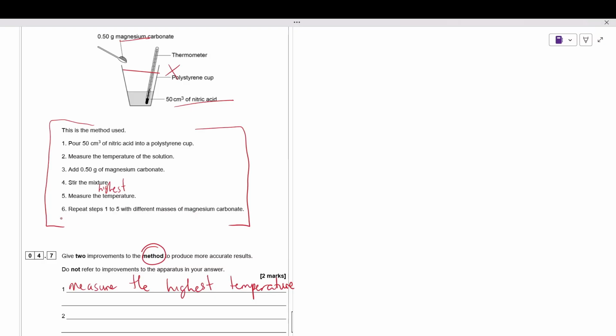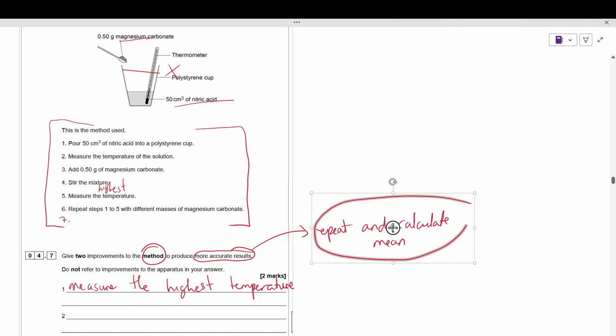Yes, we can do that, but we can also include a 7th step. And that's where more accurate results come in. So whenever it asks about more accurate results, always think, repeat, and calculate mean. So this is an additional step that you could do to improve your results. Repeat, calculate mean. That's something that we can do. So whenever a question asks, what can we do to get more accurate results? If the scenario does not include anything about repeating or calculating mean, then that's one of your best bets.